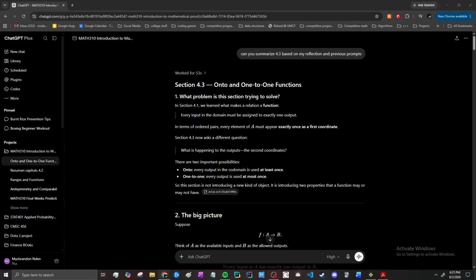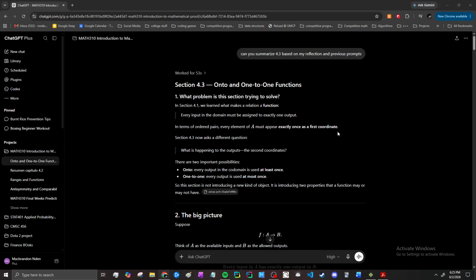Onto, one-to-one. So functions that are onto, and one-to-one functions. In section 4.1, we learned what makes a relation a function. In terms of ordered pairs, every element of A must appear exactly once as the first coordinate. Section 4.3 now asks a different question: what is happening to the outputs, to the second coordinates?